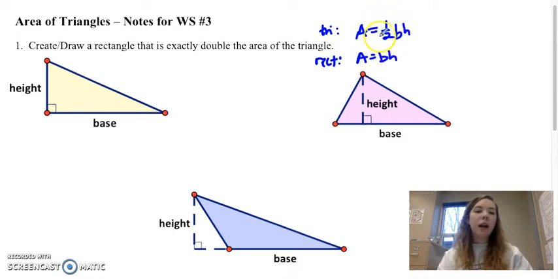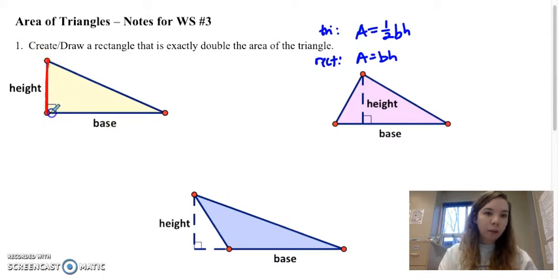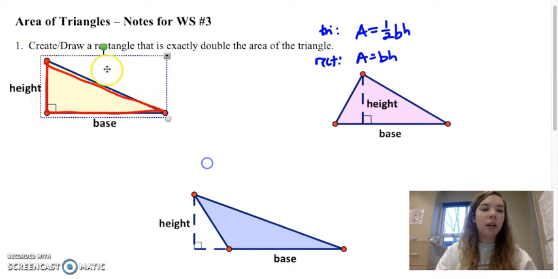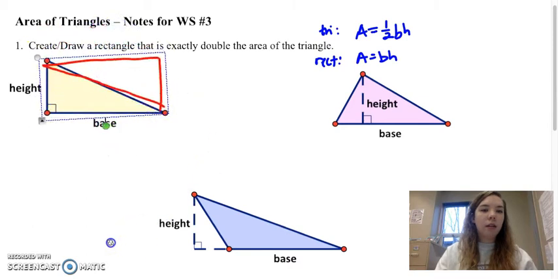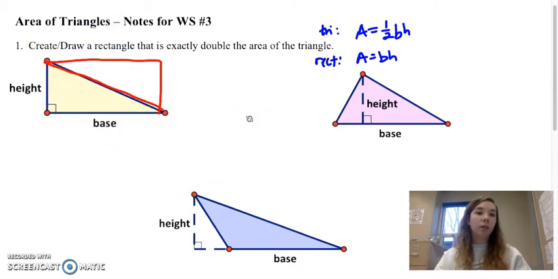The reason it's half of that is if I take this triangle and I copy and paste it. In fact, I'm even going to trace over it here for you. Okay, so not perfect, but you get the idea. And I rotate this and stick it on top, I have a rectangle. So two triangles make one rectangle, which makes sense that the triangle formula is half of a rectangle formula. All right, so that's how we would draw a rectangle for this one.